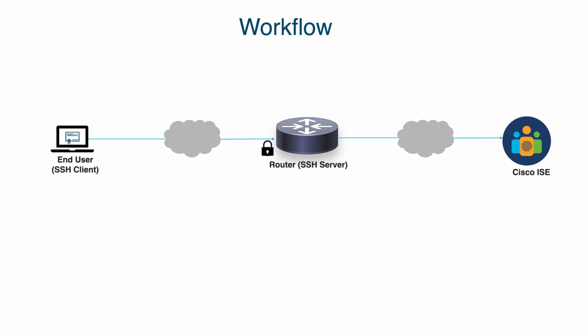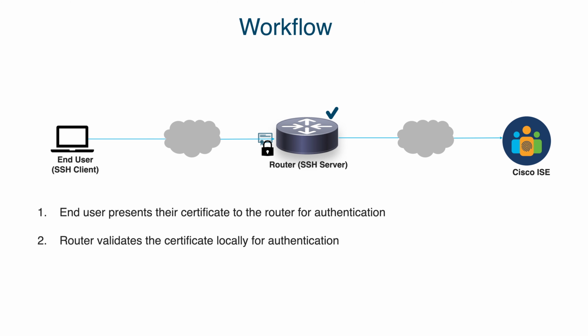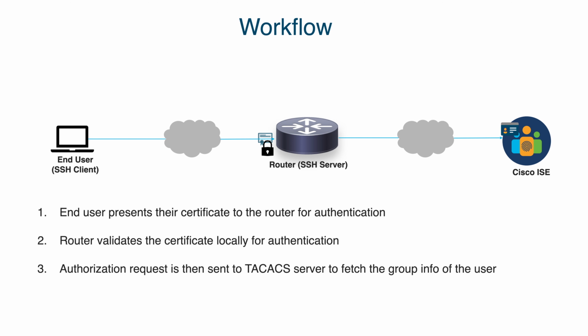So let's now take a look at the overall workflow. As you see here, an end user trying to log into an IOS XR router, which is acting as a SSH server. The user starts by first presenting their X509v3 certificate for authentication. Once the local authentication passes, the authorization request in this case is sent to a remote authorization server. Once the username is validated on the server and the appropriate privilege level is returned back to the router, the access is opened up for the end user.